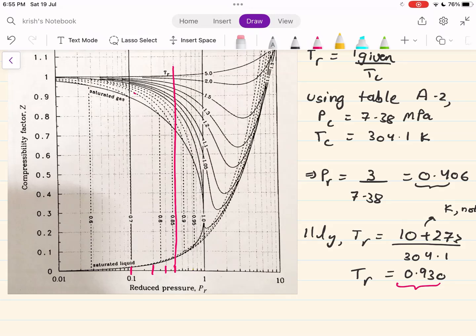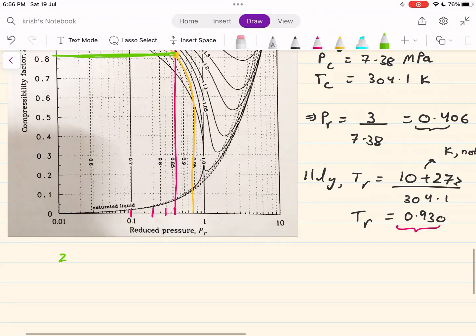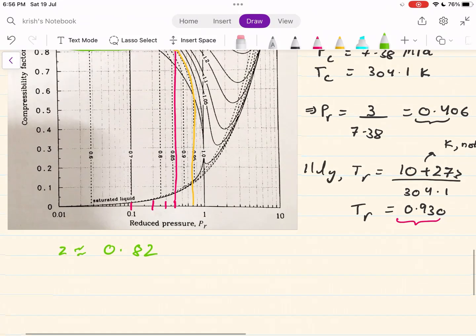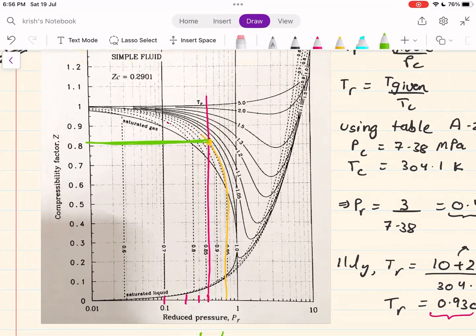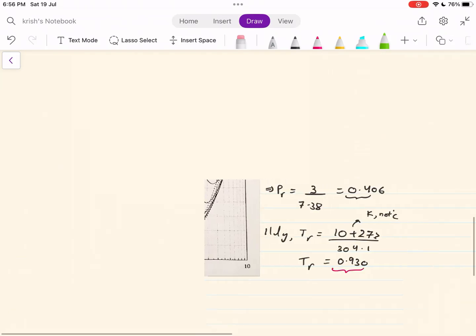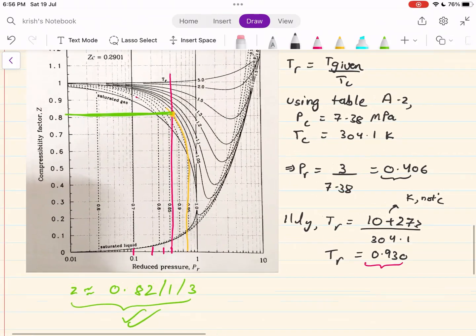So we can see where it intersects the 0.95 curve somewhere over here. So if we take this value on the y-axis, we can see our Z comes to be around 0.82, or you can say 0.81 also, 0.83 also. This much accuracy is generally considered acceptable. The important thing is you must learn how to read this table, right? So now we have obtained our value of Z.